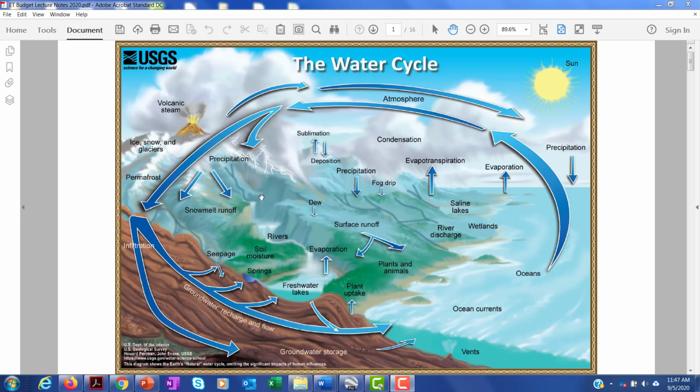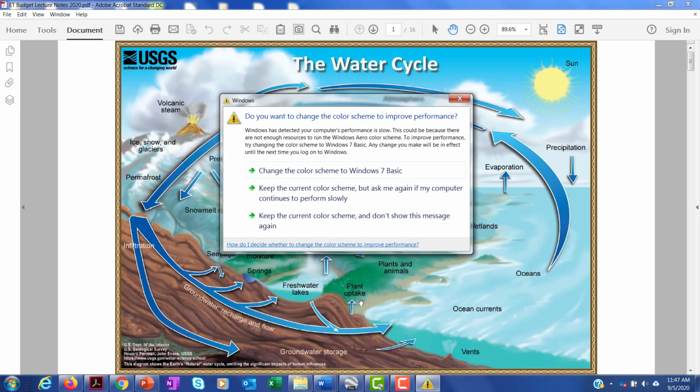Now we're going to dig a little bit deeper into different pathways that the water can take, including recharging groundwater and having groundwater recharge rivers and lakes, surface runoff, and then this plant uptake. On this diagram, it's a small arrow, but we're going to find out that that should actually be one of the biggest arrows.